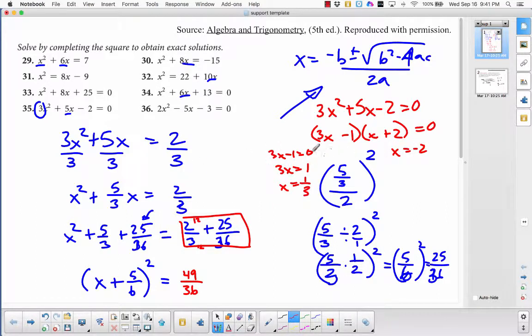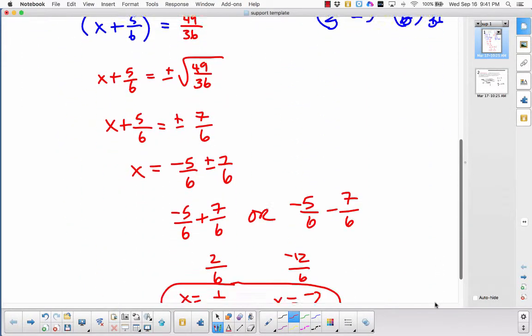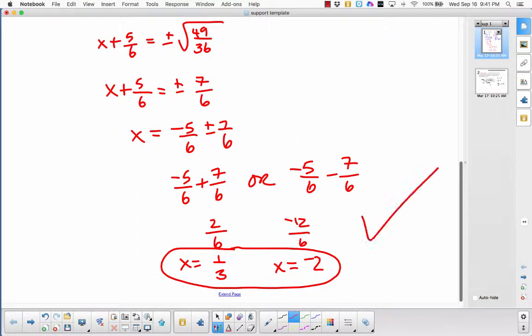Okay, so three ways of doing it. If you wanted to complete the square in this question, and you did that and you got everything right down at the bottom, I'm giving you a major check mark and a happy mark, and I might buy you a donut at Tim Hortons. All right.